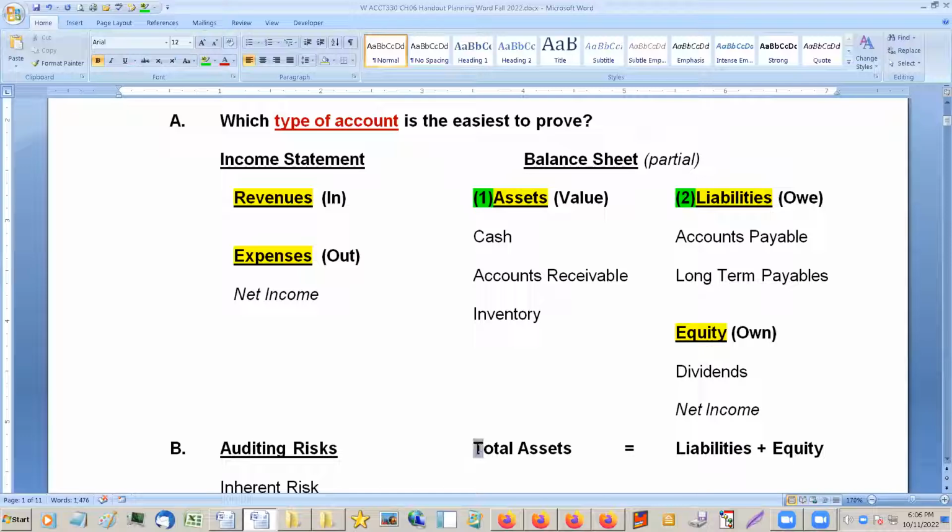Okay, so coming down here, if we know that total assets equal liabilities plus equity, well, if we can prove these two, then by default, we know this one, right? If the assets are okay and the liabilities are okay, then the equity must be okay. And notice that the equity, through the statement of retained earnings, will have the income. Now, if the income is okay, we know that the revenues and expenses, or at least the difference between the revenues and expenses, are okay, right?